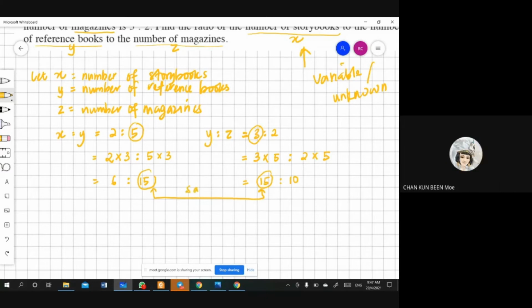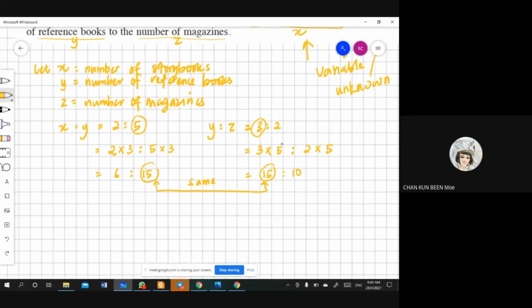Get the ratio of the three quantities together now. Okay, so then lastly, you can just write down thus x to y to z is equal. The x that we have is equal to 6. You just need to copy down. The y that we have is 15. And the z that we have is represented by 10.